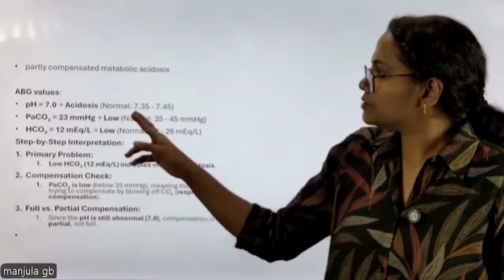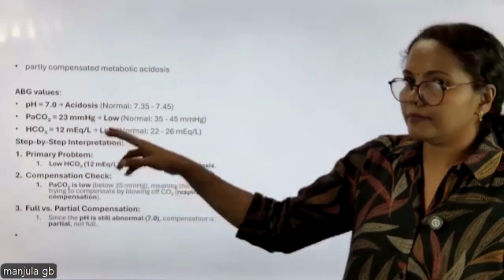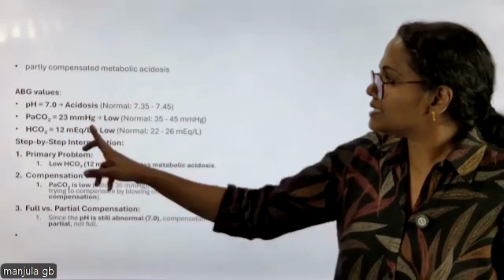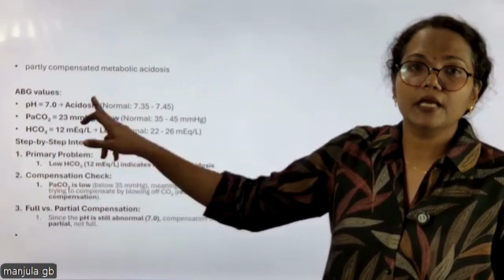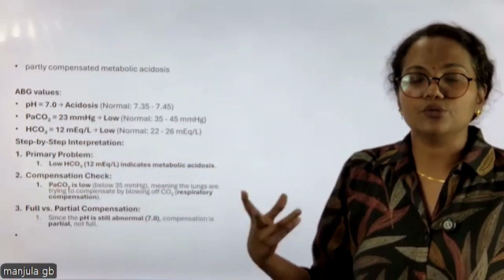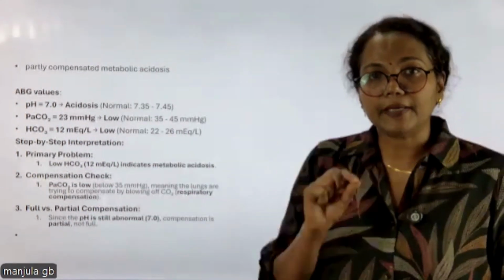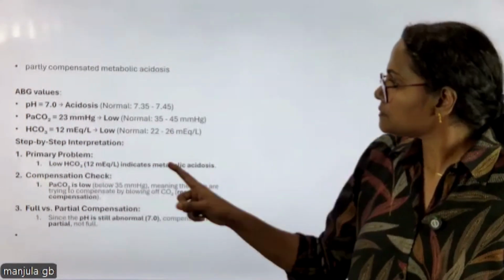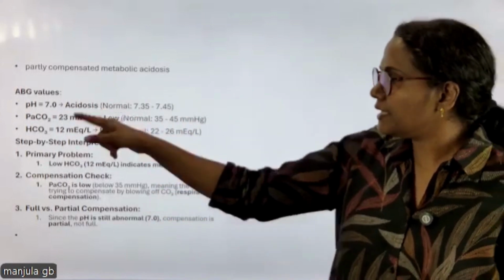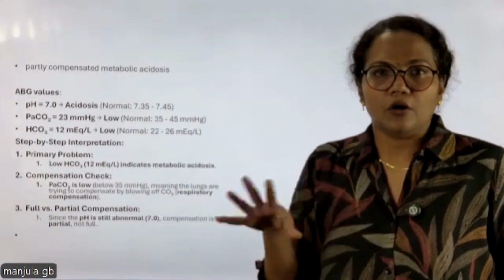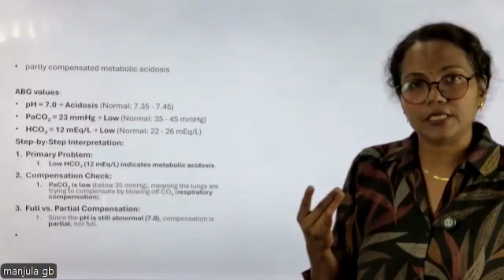So coming back again to this, the pH is 7, carbon dioxide is 23, which is low, bicarbonate is very, very low, 12. So the reason here is because of the low bicarbonate, the patient has developed acidosis. So the cause here or the disorder here is metabolic acidosis. So that is the primary problem. Now you want to see whether it is compensated or not. It can be fully compensated, partially compensated, or uncompensated.